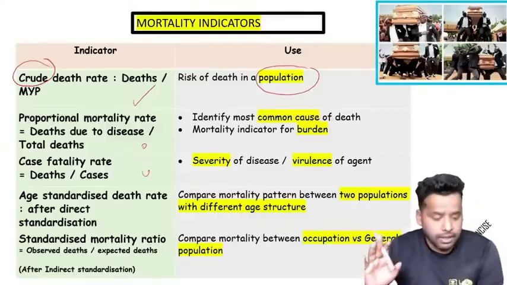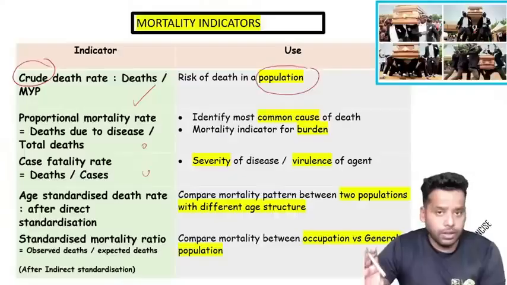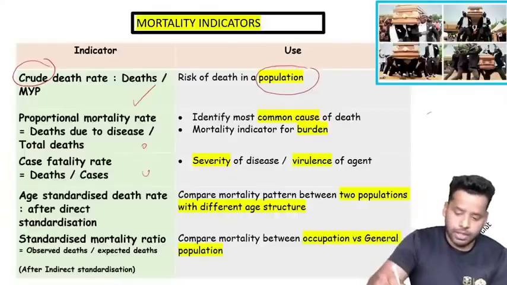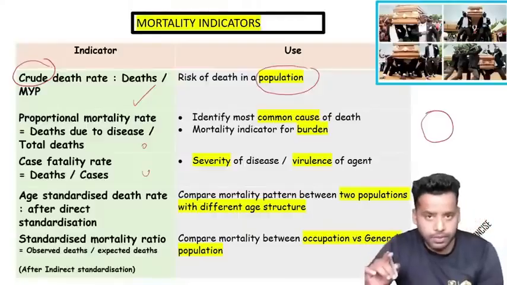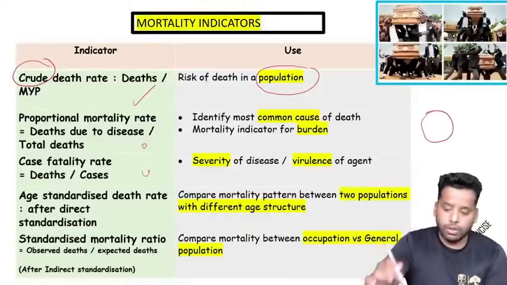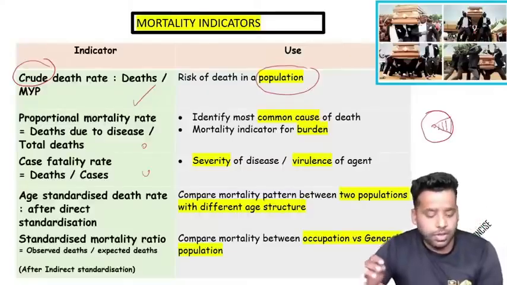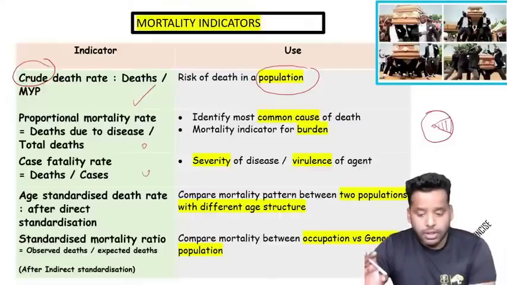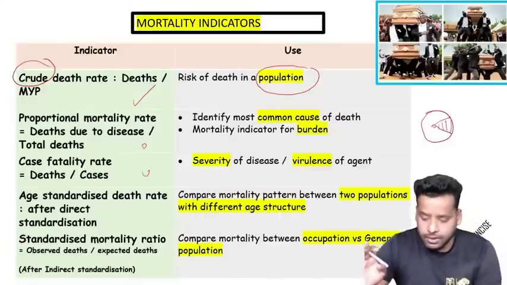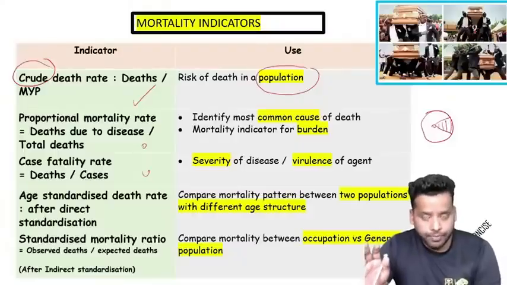Proportional mortality rate. See the formula. Denominator is total deaths. You can imagine a pie chart. In that, I want to know the contribution of a disease, for example tuberculosis. That is what is there in the notes: deaths due to a disease divided by total deaths.